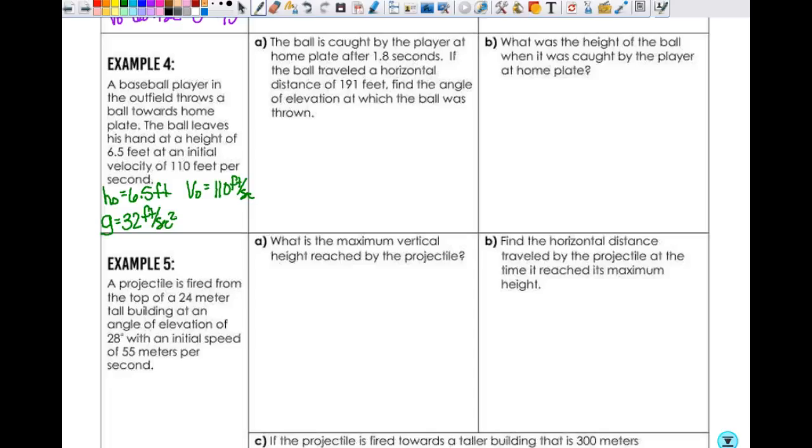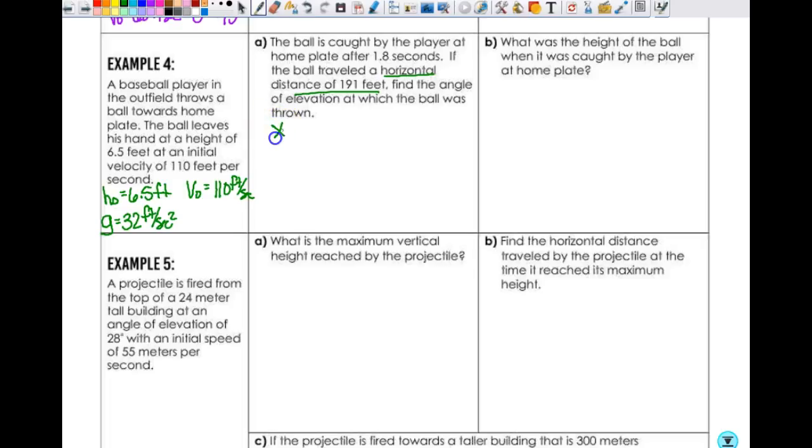And that's all I have, right? They didn't give me the angle here. So let's read this question. It says, the ball is caught by the player at home plate after 1.8 seconds. If the ball traveled a horizontal distance of 191 feet, find the angle of elevation at which the ball was thrown. Okay? Actually, let's write this equation down first.